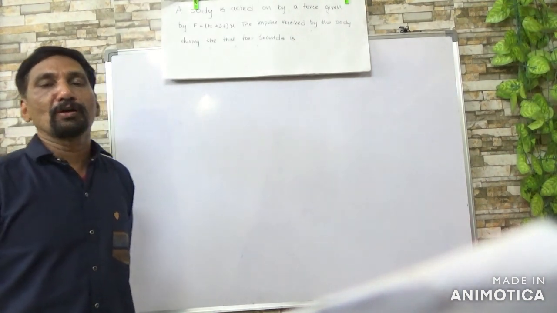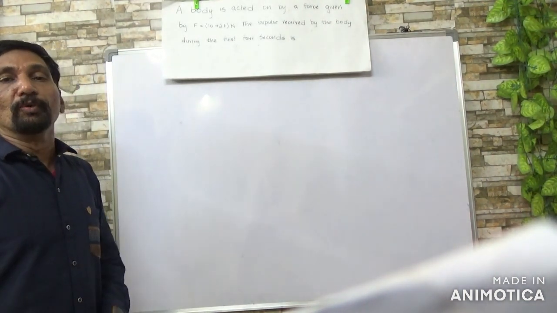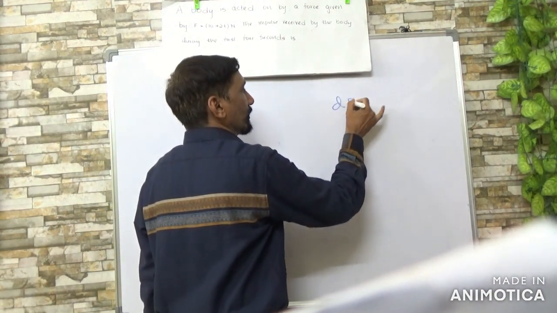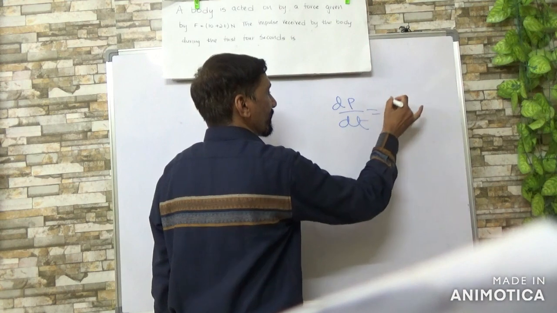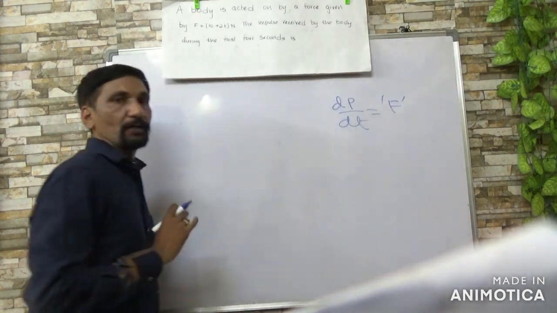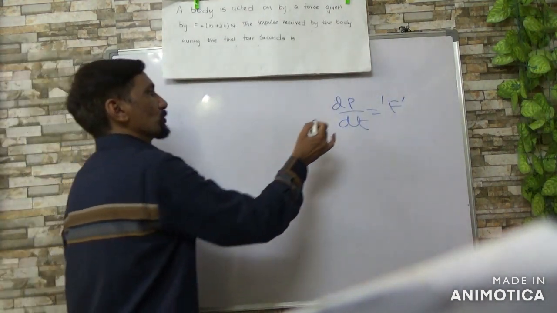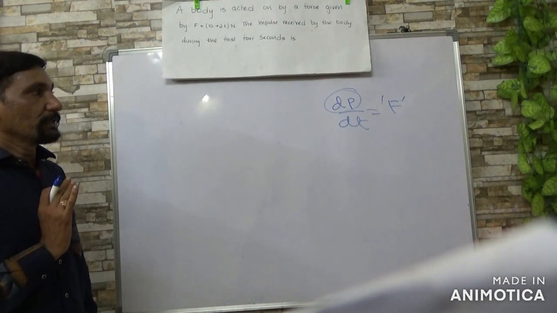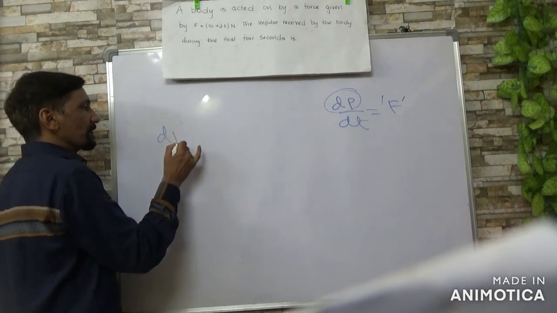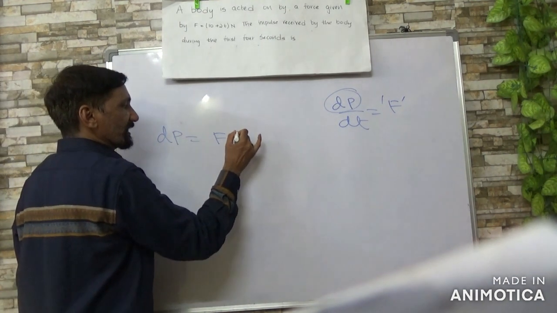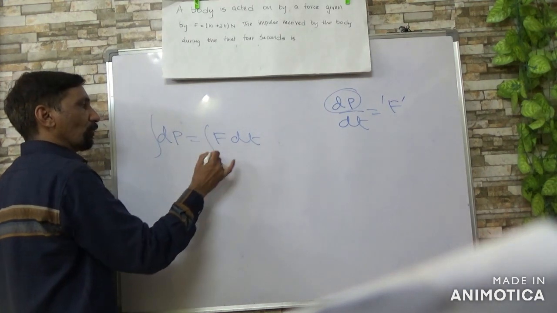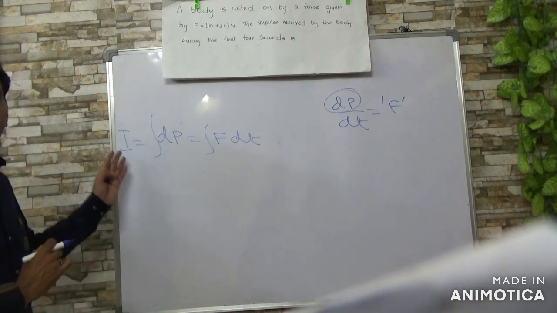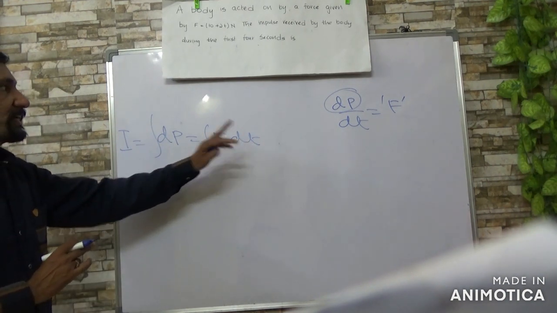Now, based on integration also we'll do some problems. Whenever momentum is differentiated with respect to time, you get force. Change of momentum is also called impulse. So dp is equal to F dt. Whenever you integrate on both sides, you get impulse. So the integral form of impulse is integral F dt.